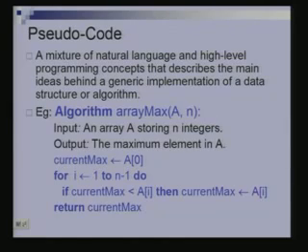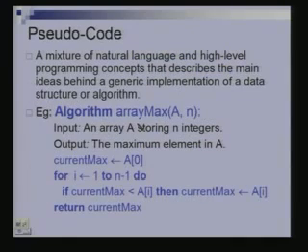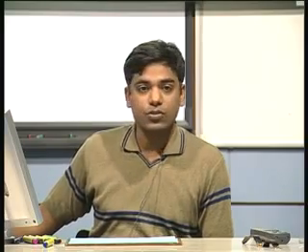Okay, so I said we'll give a high level description of the algorithm, right? This very first point here. So what is this? This brings me to what we'll call pseudocode, and this is how we are going to be specifying all our algorithms for the purposes of this course. Here is an example of a pseudocode, and you might have seen this in your earlier courses also.